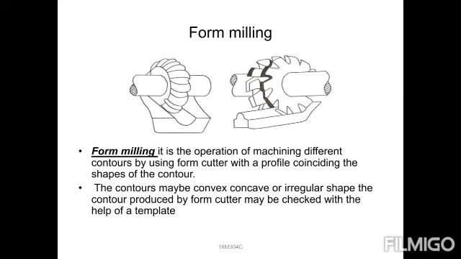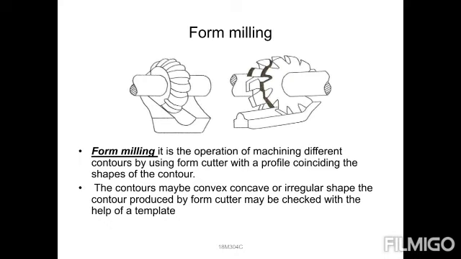Next one is the form milling operation. For form milling, two types of cutters are provided. One is convex shape, the second one is concave shape. So form milling is used to make different shapes. How is the shape defined? Based on the cutter. The cutter has a particular shape, and the same cutting action is followed on the workpiece. So that is the main thing for form milling.